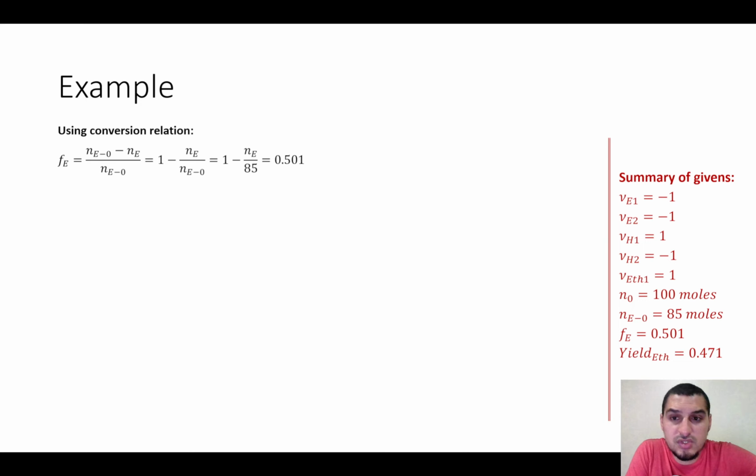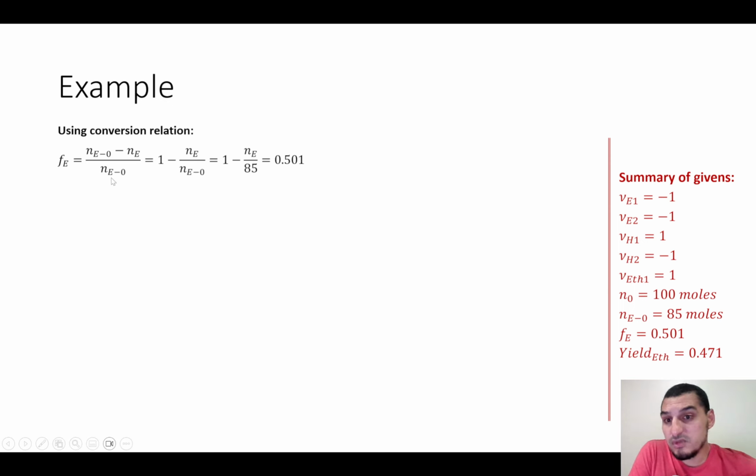So for the conversion, we said it's the number of moles of E in the feed minus the number of moles of E in the product, over the feed, and we said that the numerator is the amount consumed or reacted.